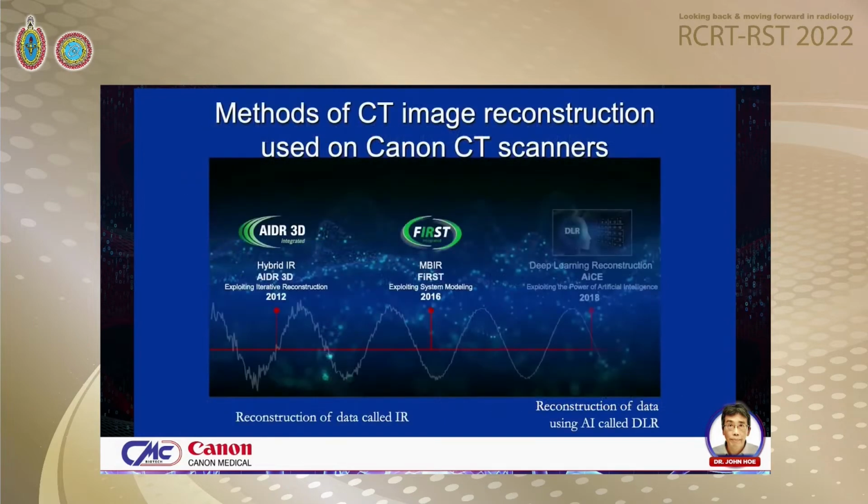So the methods of CT scan reconstruction used on Canon CT scanners: since 2012, which is quite a long time ago, 10 years, iterative reconstruction has been available, and this has been improved. And now, over the last 2 or 3 years, there is now artificial intelligence available to help reconstruct data.